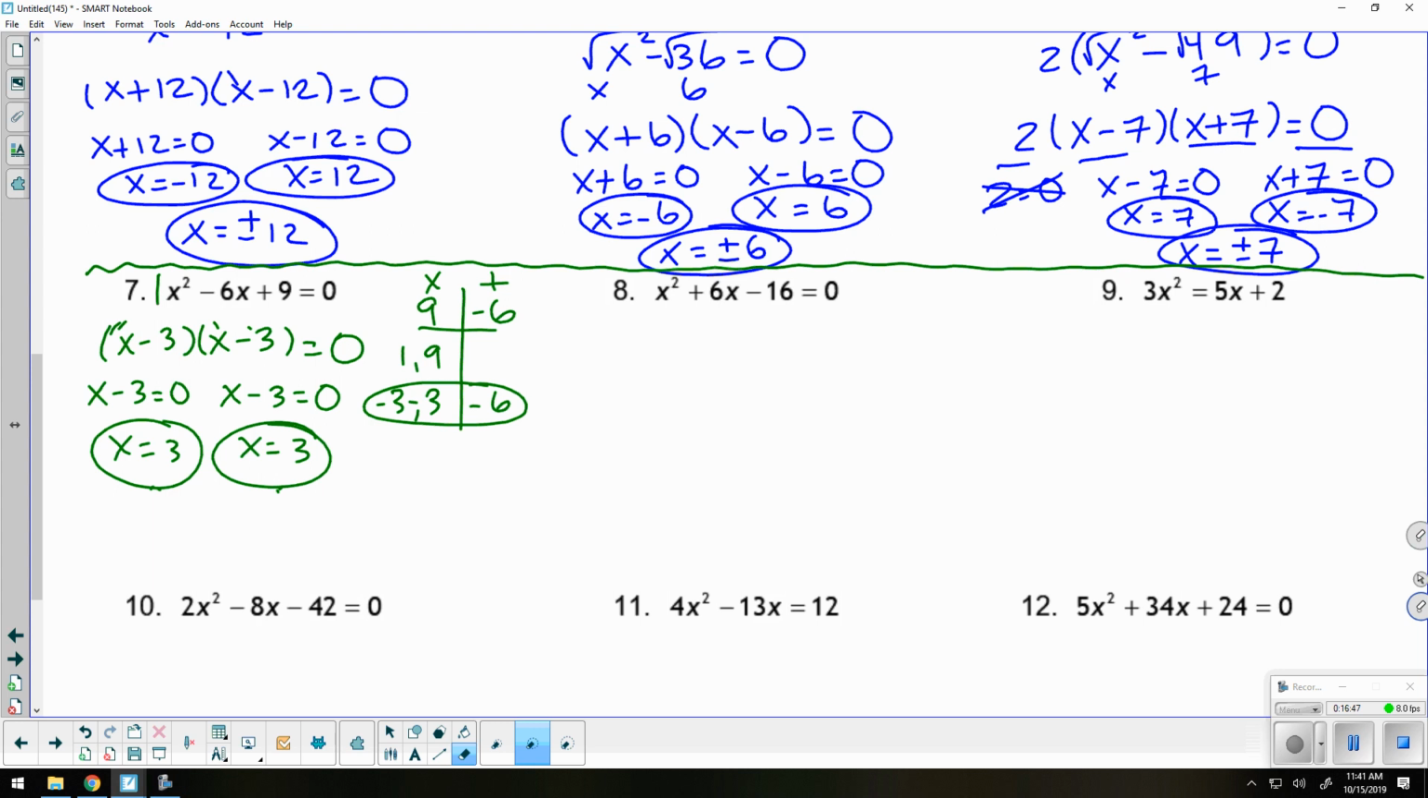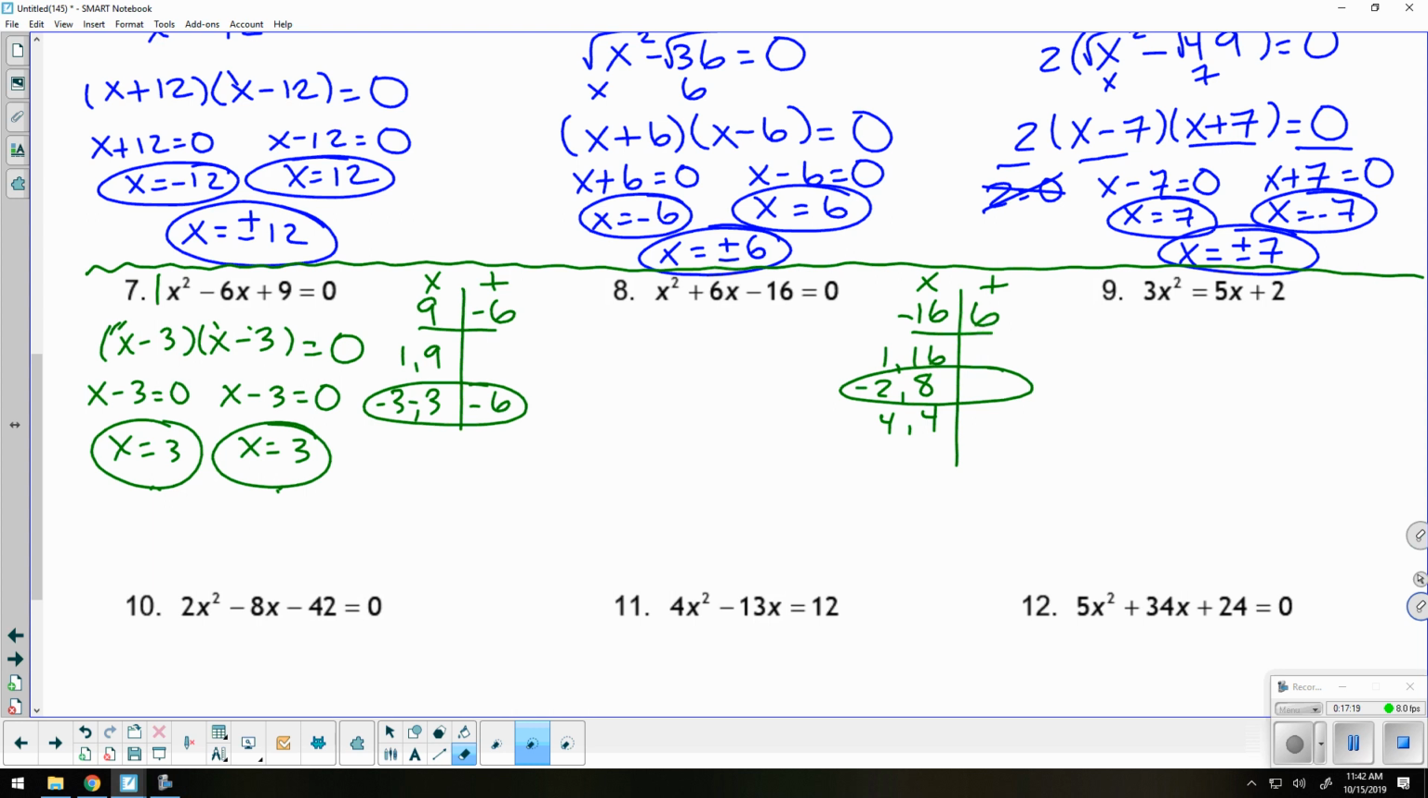Okay, let's try the next one, number 8, similar idea. This is just a 1x squared trinomial, so I'm going to set up my T-chart. I want to find two numbers that multiply to be negative 16, and those same two numbers have to add to be positive 6. Think of numbers that multiply to be 16: you got 1 times 16, 2 times 8, and 4 times 4. How do we get a 6 out of that? It's going to be 2 and 8, right? Well, 8 would have to be positive.